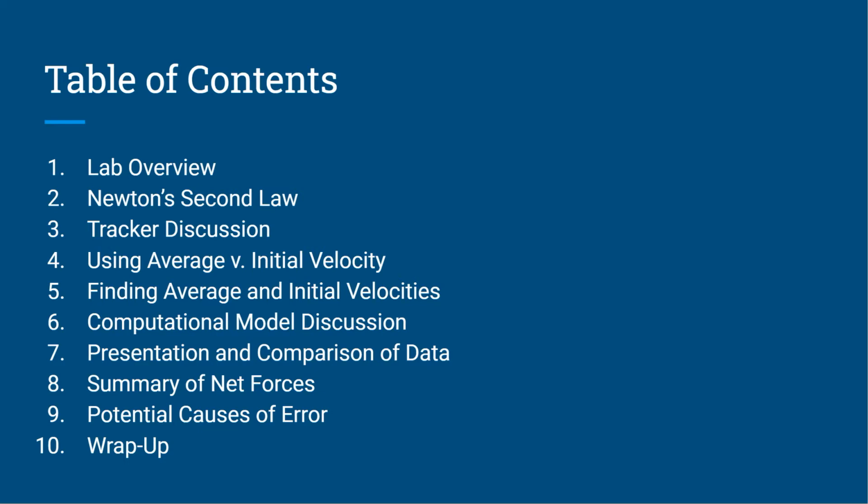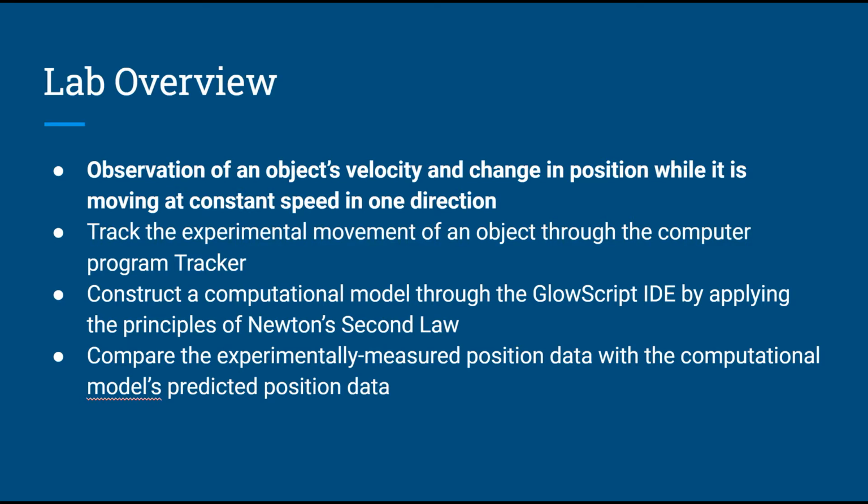The purpose of this lab was to test out Newton's second law and see it in action. In this lab, observation of an object's velocity and change in position while it is moving at constant speed in one direction was done. First, we tracked the experimental movement of an object through the computer program Tracker. Then, I constructed a computational model through the GlowScript integrated development environment by applying the principles of Newton's second law. I then compared the experimentally measured position data with the computational model's predicted position data, which I created in GlowScript.